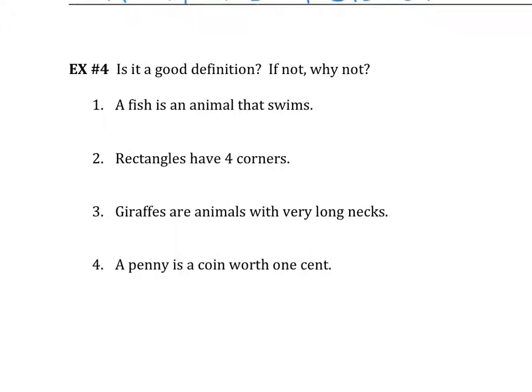Not a good definition. Why? Gracie, why is that not a good definition? Okay, a shark swims. Is a shark a fish? A whale? A whale is not a fish. So a fish is an animal that swims. Birds swim, right? You go to the pond and there's ducks that swim. They dive and swim around in the water. So there's a lot of counterexamples you could give. But we would say, no, this is not a good definition, and you could give a whale.